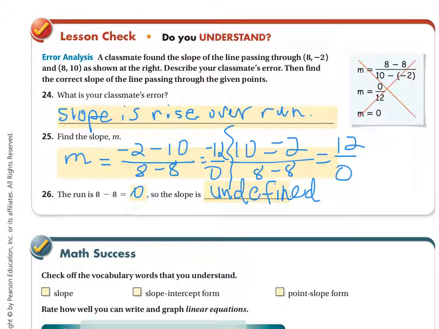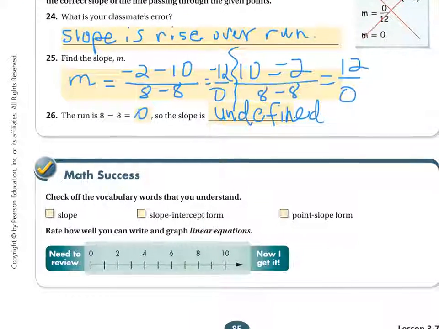So you need to have memorized the point slope form and the slope intercept form.